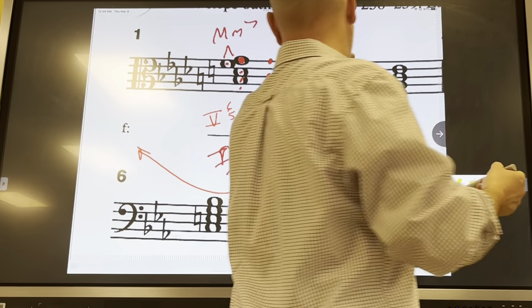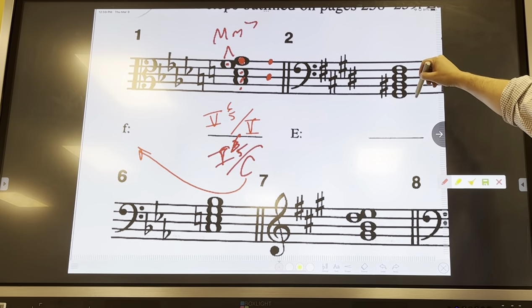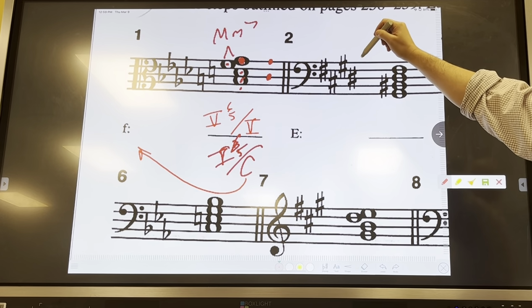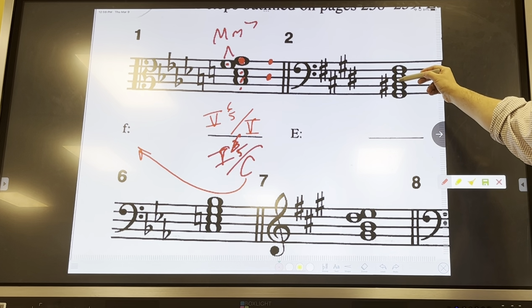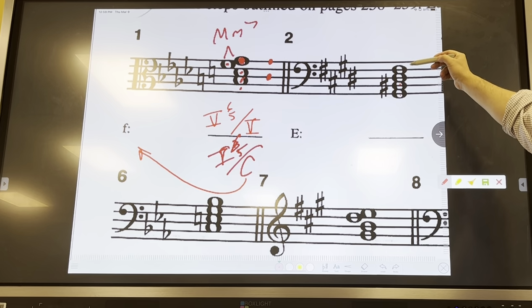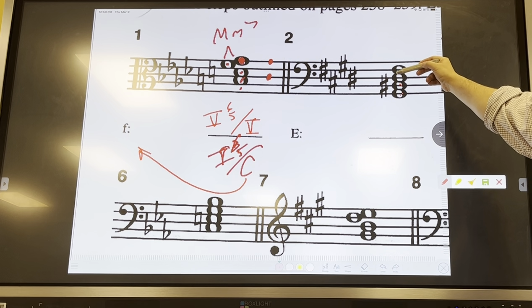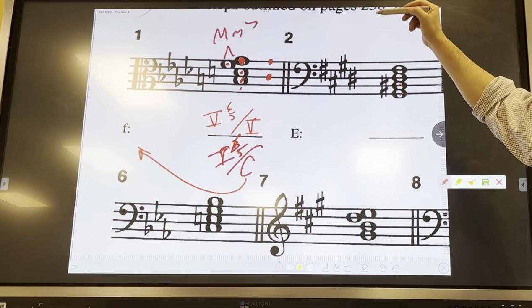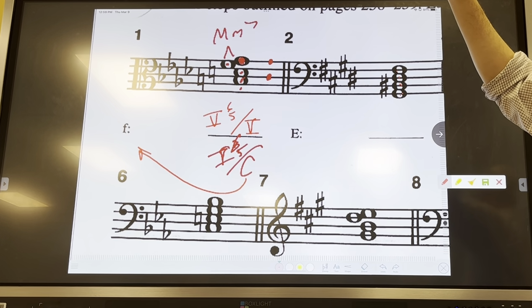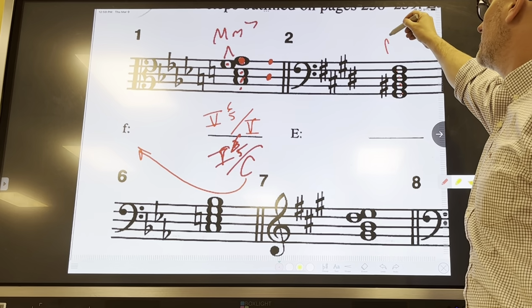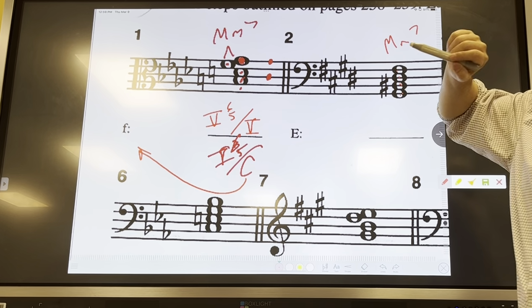What is this chord? Identify this chord first, as quickly as you can. G sharp, B sharp, D sharp, and F sharp. So is that a major minor 7th chord? Yes, this is a major minor 7th chord. And let's keep going with it.